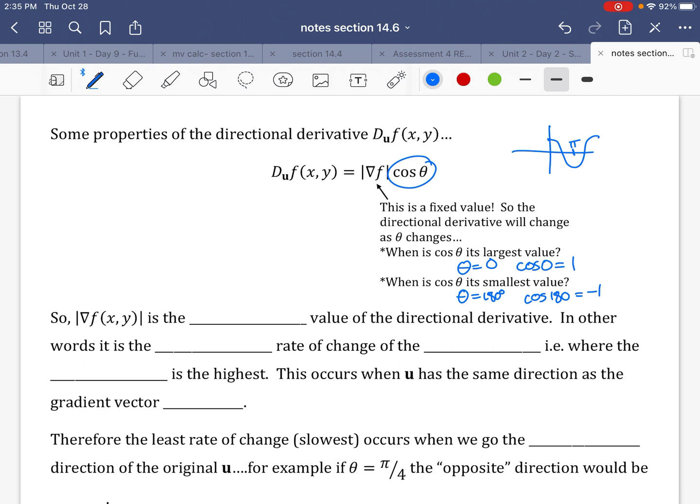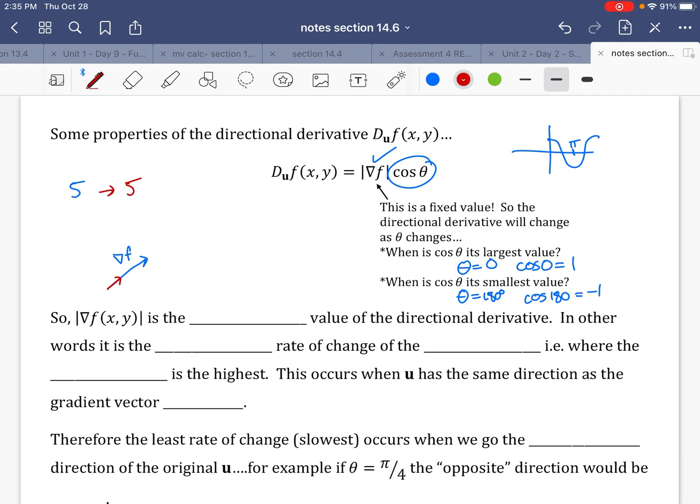this number will vary, but this will always stay the same. Let's say the magnitude of del f is 5. If you are going at a 0 degree angle, so you're traveling in the direction that your del f is going, and u is going that same way, then your angle will be 0. That's when the result stays the magnitude of del f. So you're going to be traveling at 5, that velocity right there.